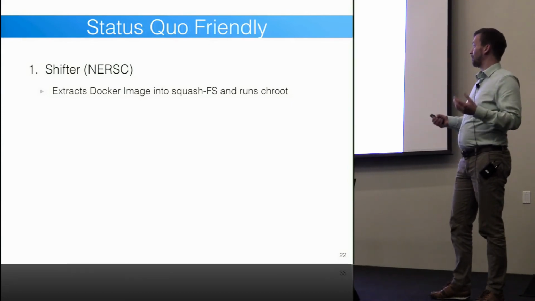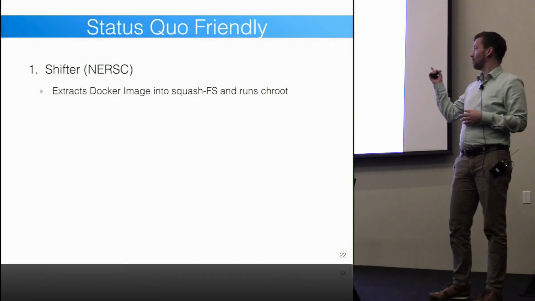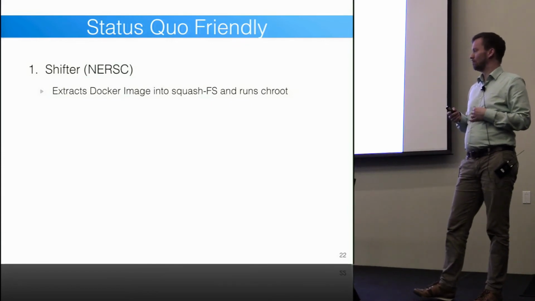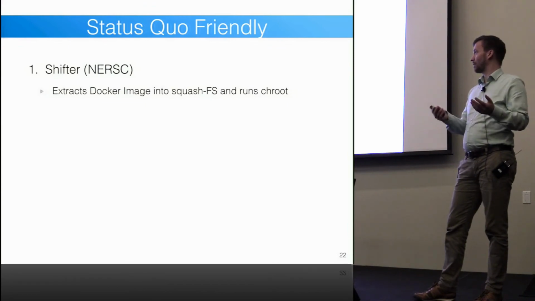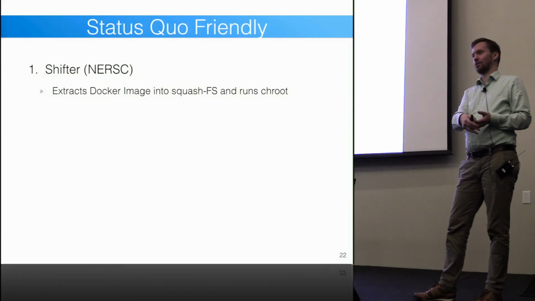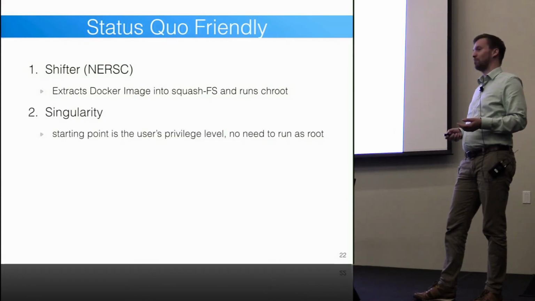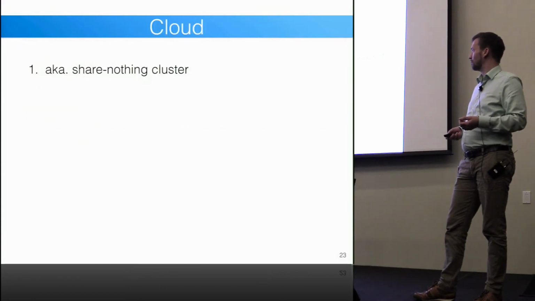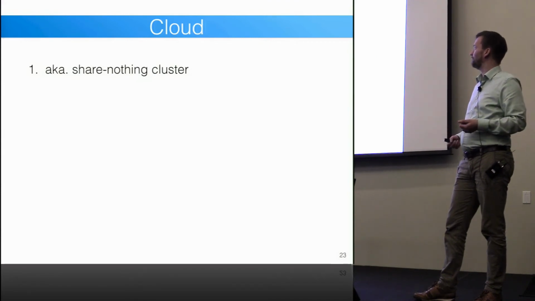And then we have status quo friendly, as I call them, like this share something, share everything approach. There is Shifter. I haven't heard from Shifter in a couple of months now, but what it did last year was extract the Docker image into a SquashFS, and then it changed root into this SquashFS, which I'm not sure you can call container technology, because chroot is not a container namespace, but that's what it did. Singularity, again, I don't need to talk about it too much. I think Greg explained it yesterday very well.